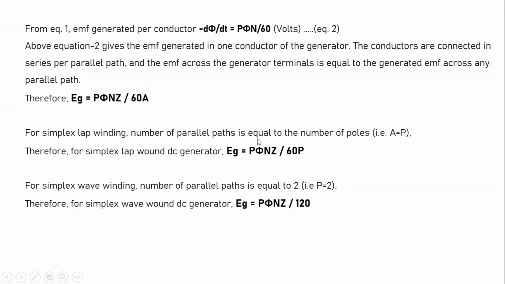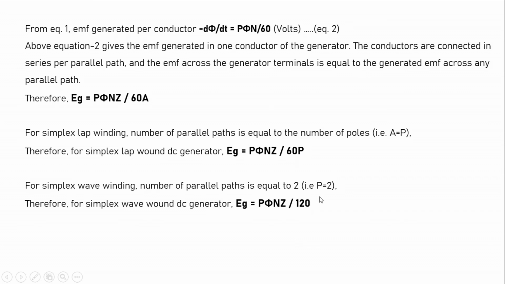For simplex lap winding, the number of parallel paths is equal to the number of poles, that is A is equal to P. There are two types of winding that will come later: one is lap winding, the second one is wave winding. If you consider the winding as lap winding, then A is equal to P, the number of parallel paths is equal to the number of poles. So PφNZ/60P. We can replace A by P because A is equal to P, so P and P will get cancelled here. The only remaining is Eg, the generated EMF, equal to φNZ/60.